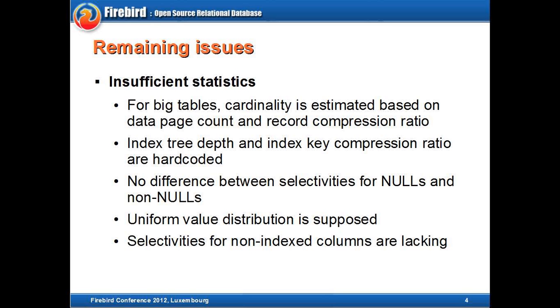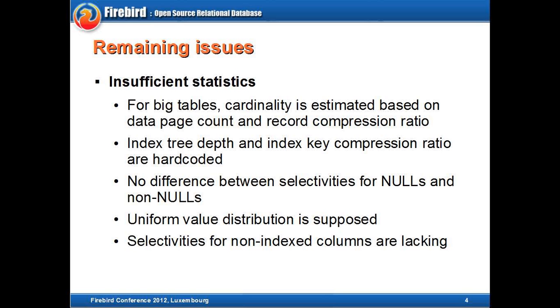Again, we know nothing about how index keys are compressed. Firebird uses prefix compression for index keys. For some keys, it saves maybe about 30%, sometimes 50% of the key. Usually, the compressed key is twice smaller than the original key.